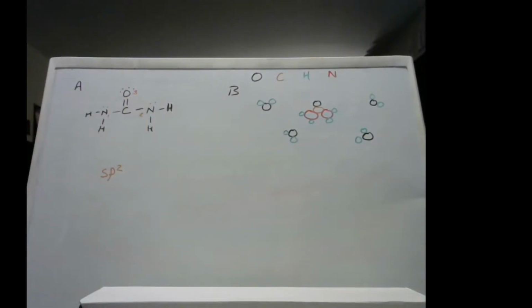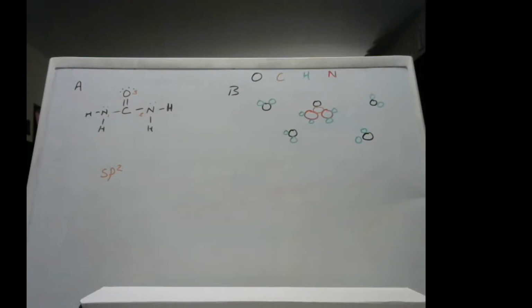The next question. Urea has a high solubility in water due in part to its ability to form hydrogen bonds. A urea molecule and 4 water molecules are represented in the box below. Draw 1 dashed line to indicate a possible location of a hydrogen bond between a water molecule and the urea molecule.